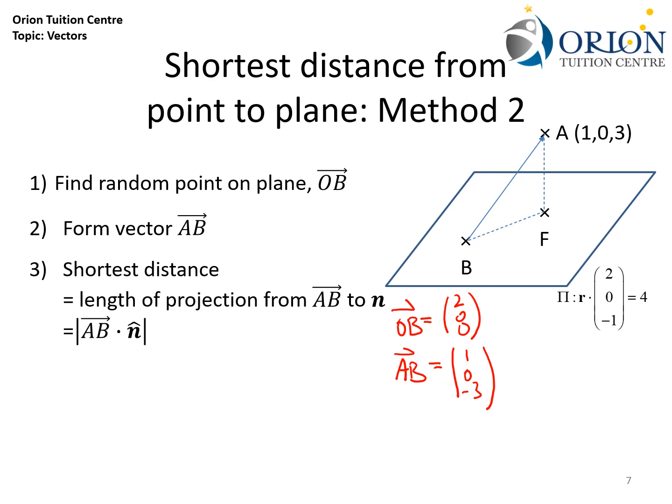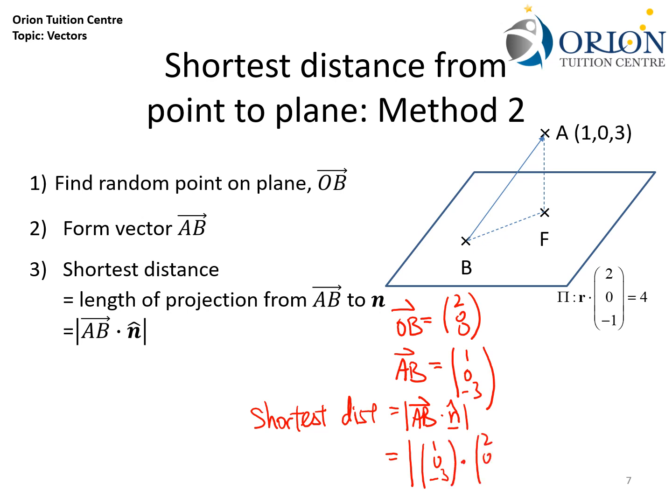So we can say that the shortest distance equals mod of AB dot n cap, which is equal to mod of (1, 0, -3) dot (2, 0, -1) divided by mod of (2, 0, -1). And if we expand and simplify this entire thing, we will end up with square root 5 units, which is exactly the same value as what we have found in the earlier example.